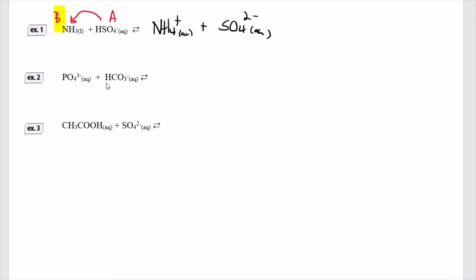For the phosphate and hydrogen carbonate here, notice that the phosphate doesn't have any hydrogens, so it can't act as an acid, it has to be a base. That means that the hydrogen carbonate is the acid. Again, the proton's transferred from the acid to the base. So the phosphate will gain an H+, so it will be HPO4. It only has a 2- charge now because it's gained a positive thing. This guy's lost a positive thing, so he'll be CO3 2-.